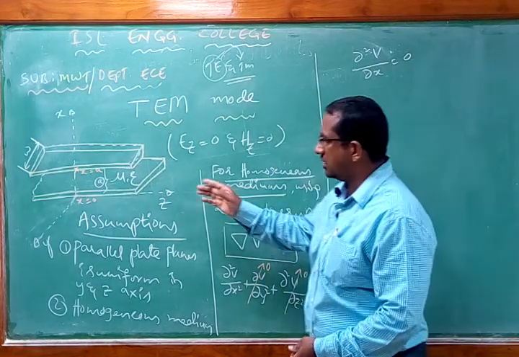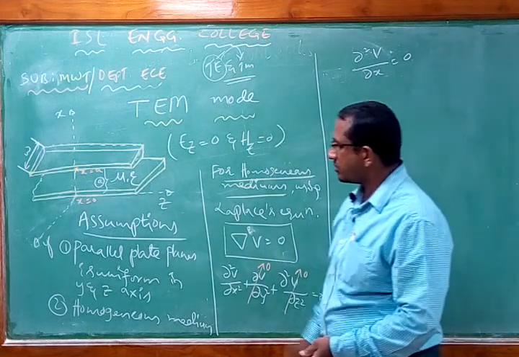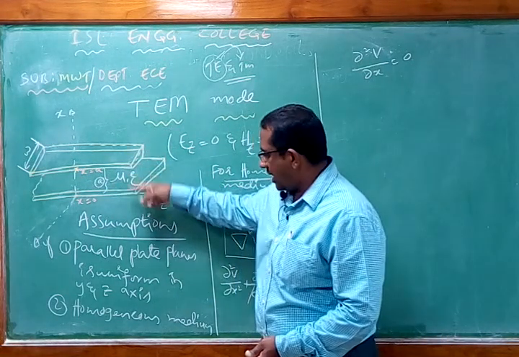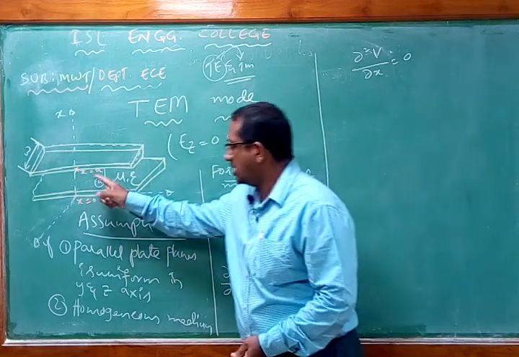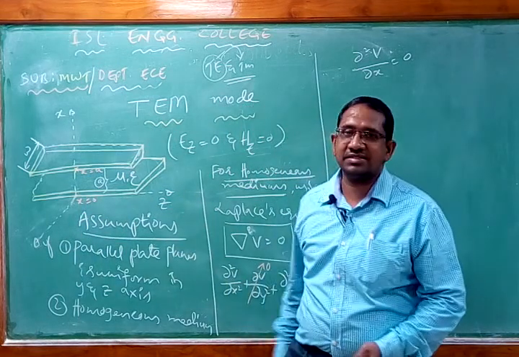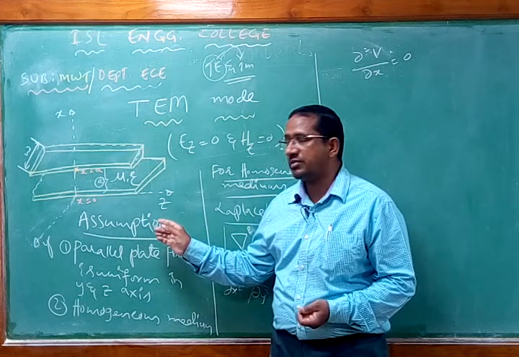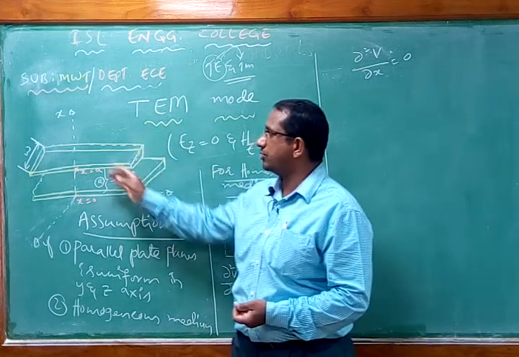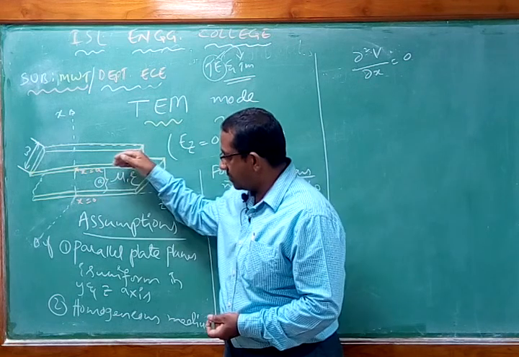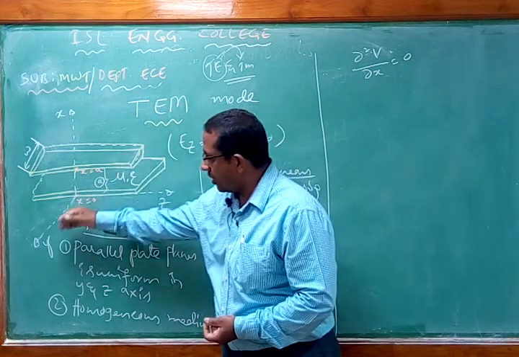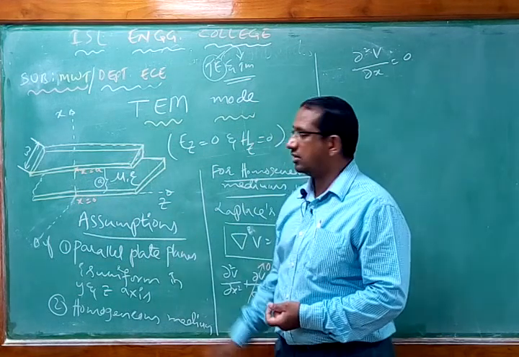So to start with, we begin with certain assumptions. What are the assumptions? The parallel plate waveguide or planes are going to be uniform in the y and z axes, as we have discussed in the previous class. We made all the discussion of TE and TM mode by keeping the wave uniform along the y axis. Now here we are going to keep the wave uniform along the y and z axes.